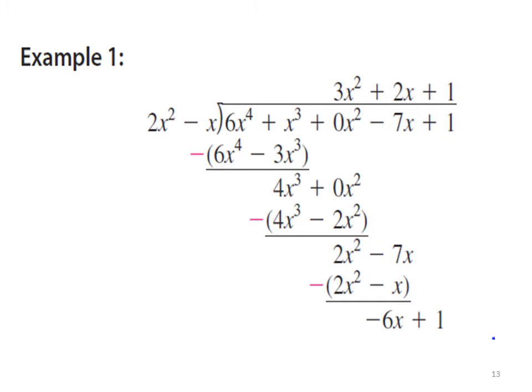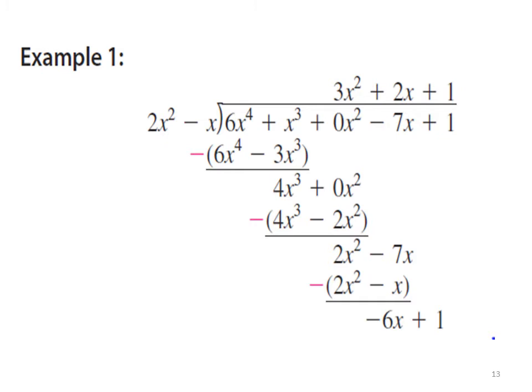Basically, we are taking 6x to the 4 plus x cubed minus 7x plus 1. We divide this by 2x squared minus x, and we're adding the missing term. The missing power here is x squared. We add it as 0 times x squared.